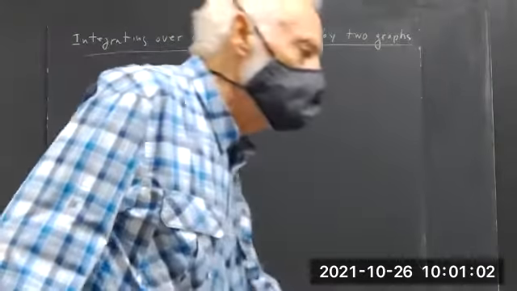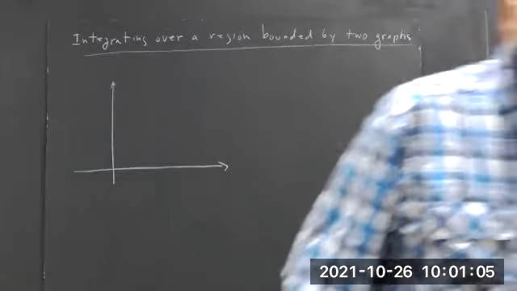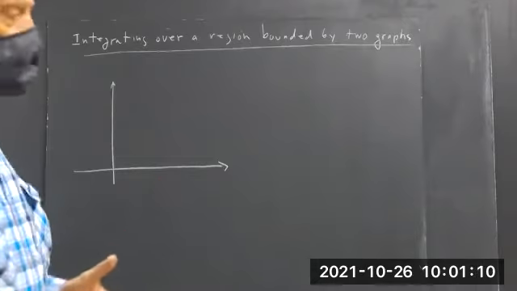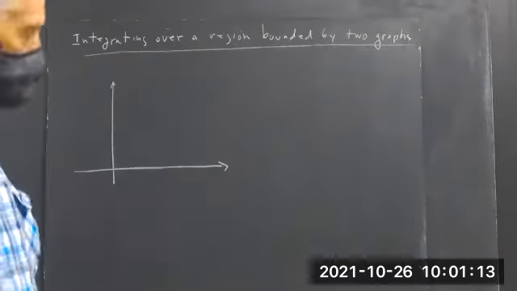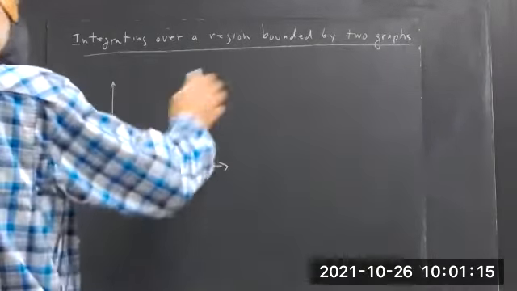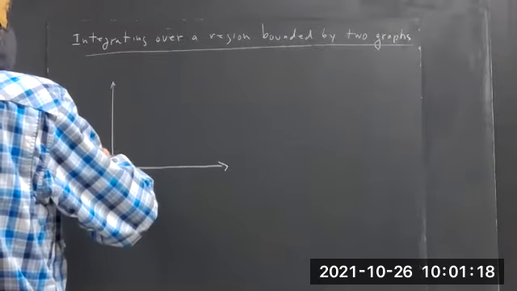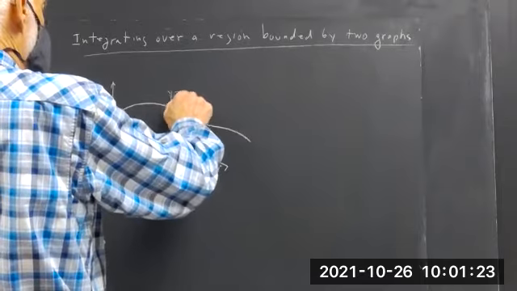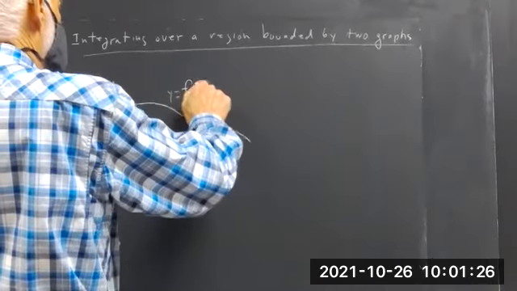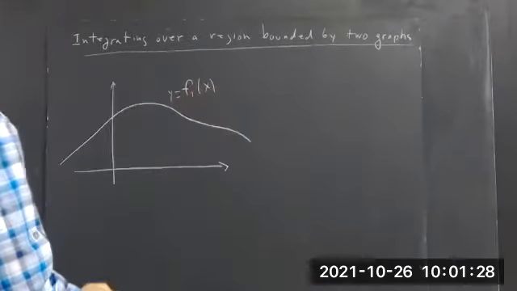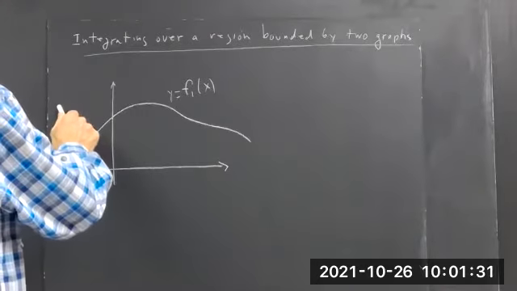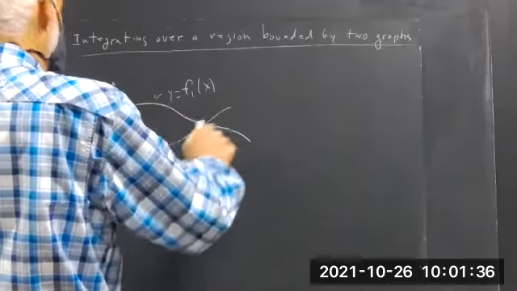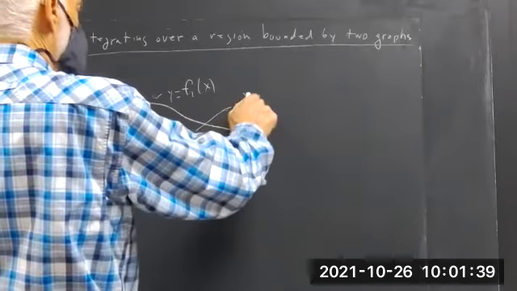Okay, we want to talk about integrating over a region that's not a rectangular region. We've seen how to integrate over a rectangular region, straightforward enough. Okay, we have a region bounded by two graphs. Let's say that we have a function y equals f1 of x and another graph y equals f2 of x.